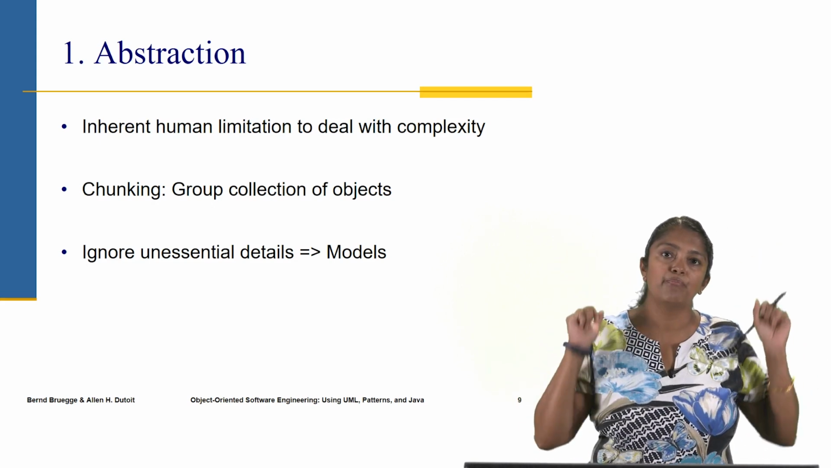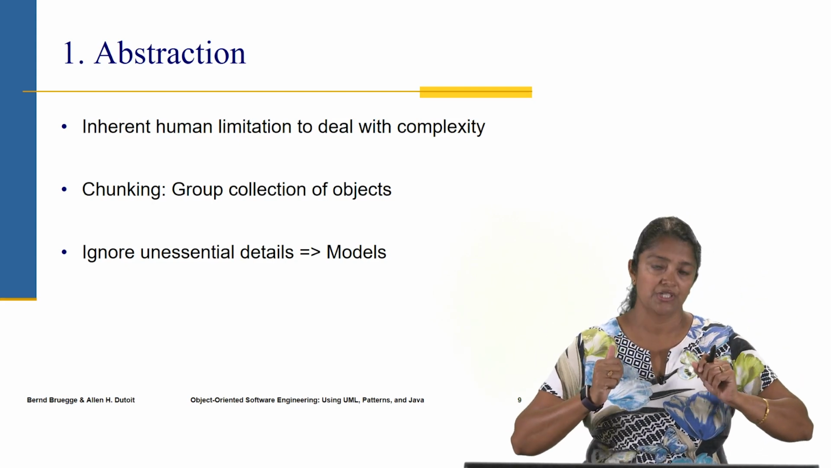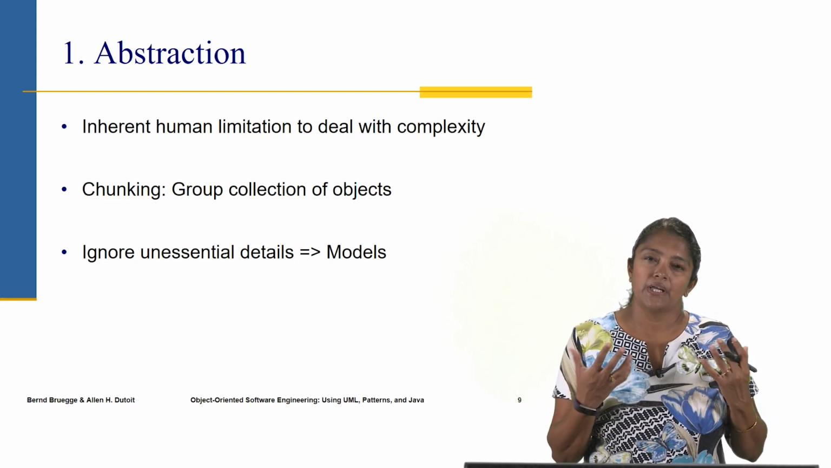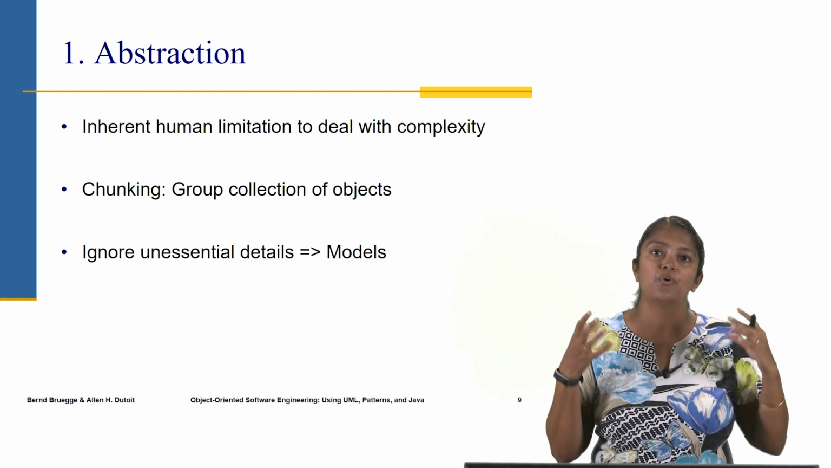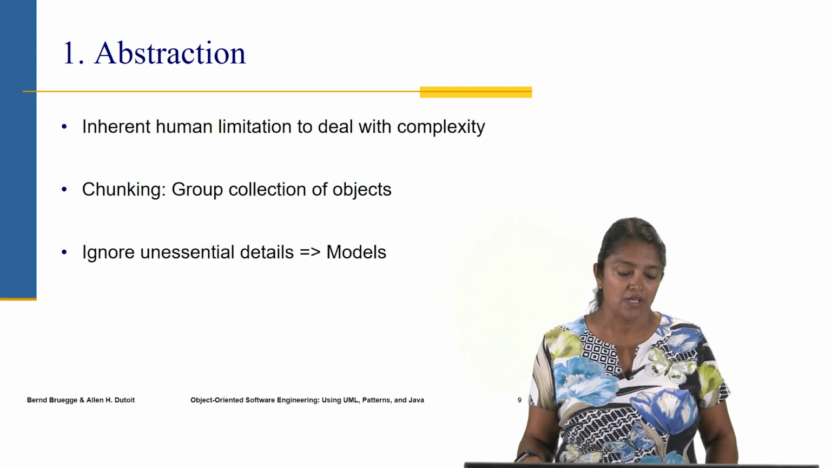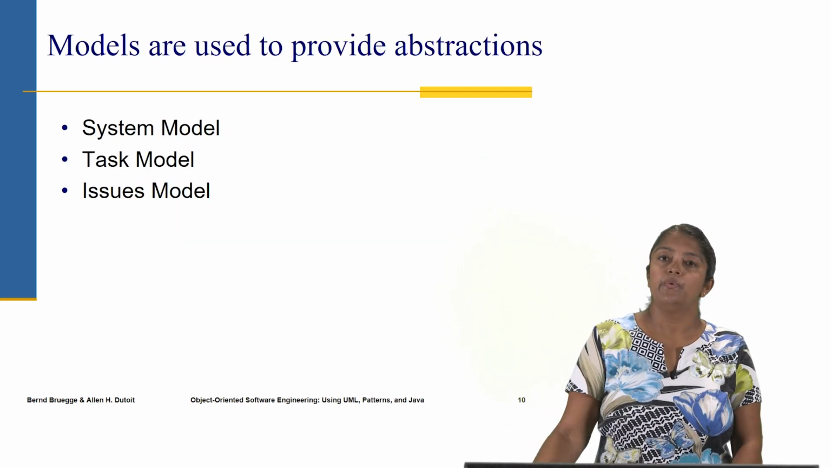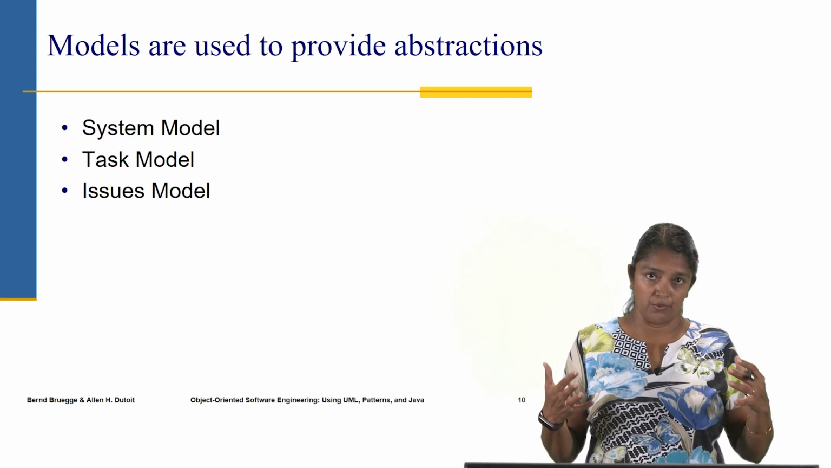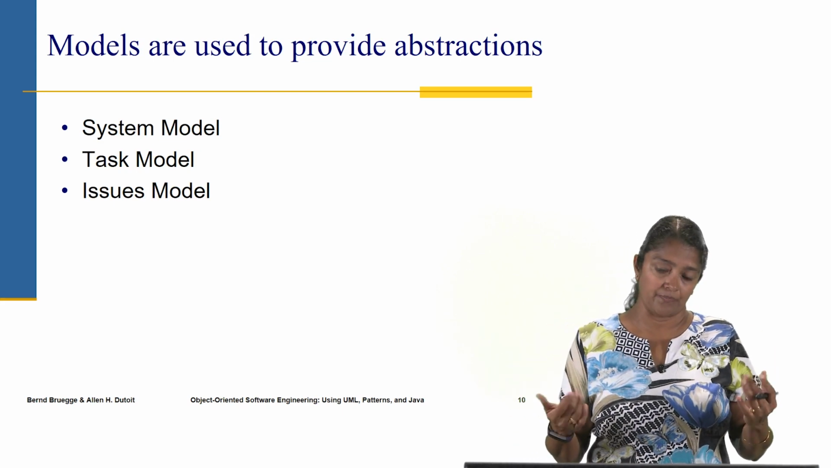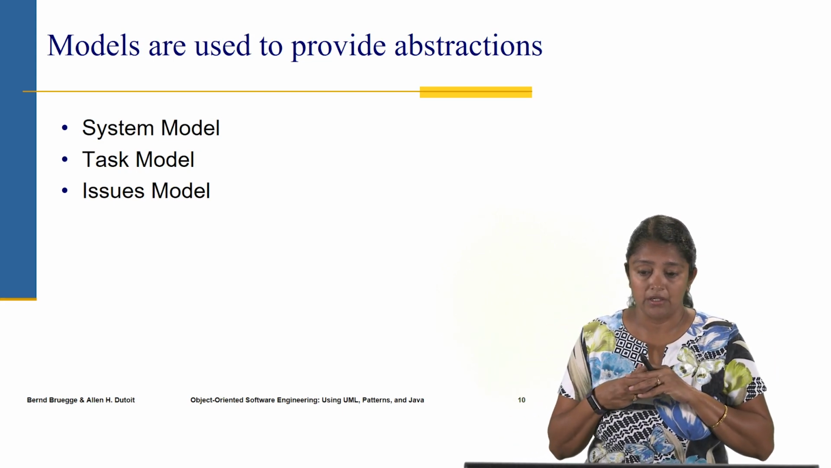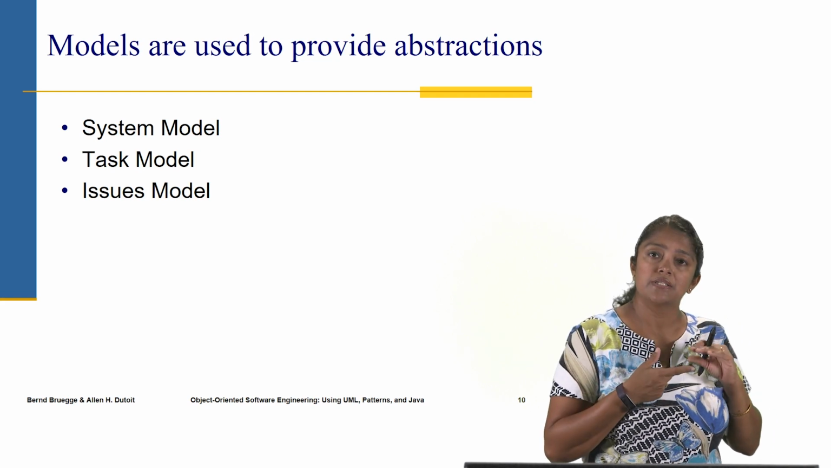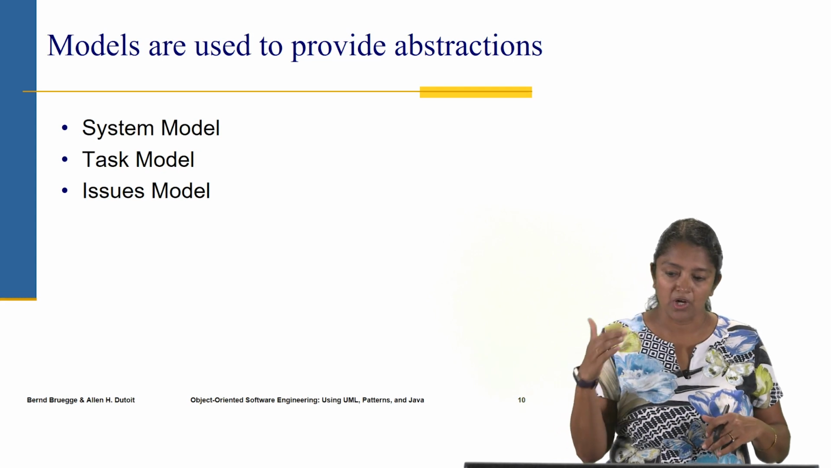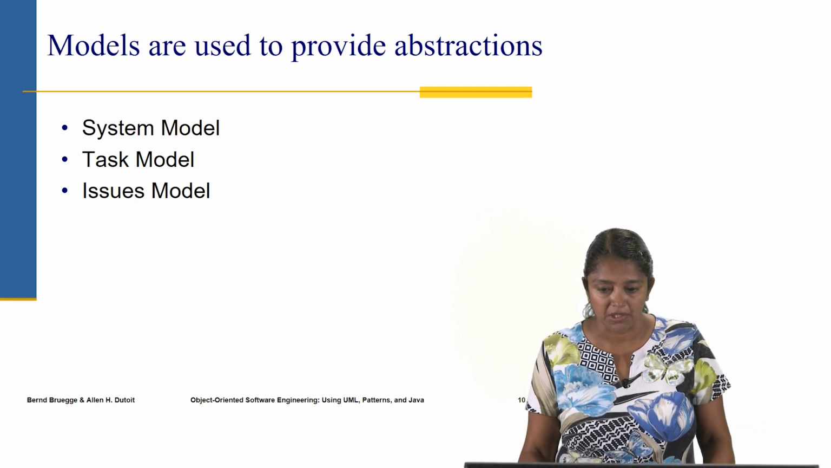So let's look at the most important details, the high level details first. And that's what we do with modeling. So we come up with models so that we can ignore some unessential details and focus on the high level important details. For that, we create what are called models, and we create different kinds of models in order to understand our problem space better. So the three different kinds of models are a system model, task model, and issues model. And I'll talk about each of these and what these mean.